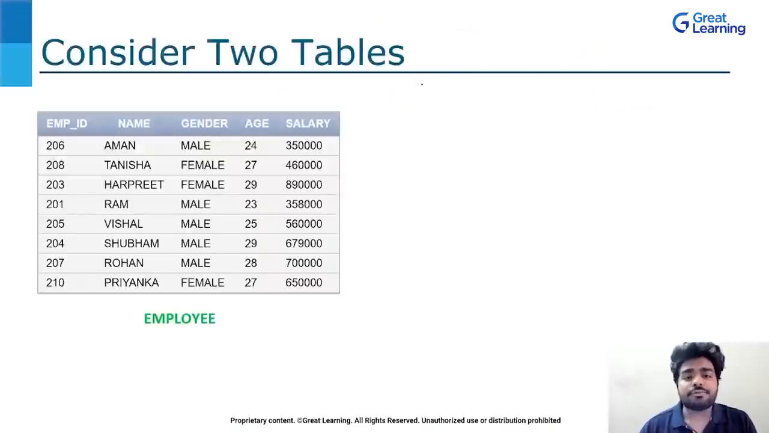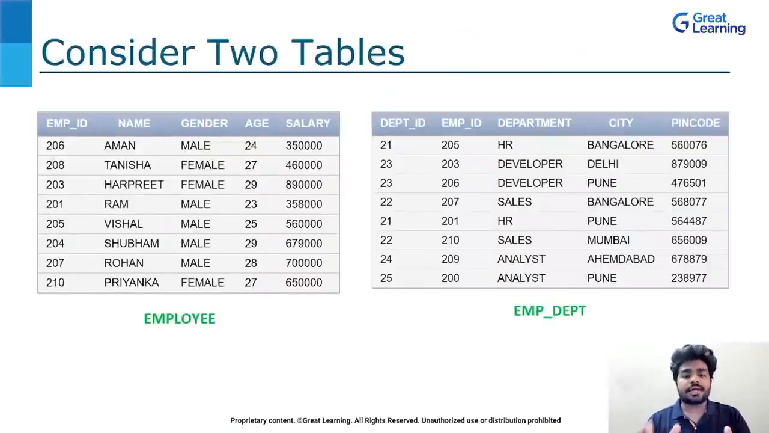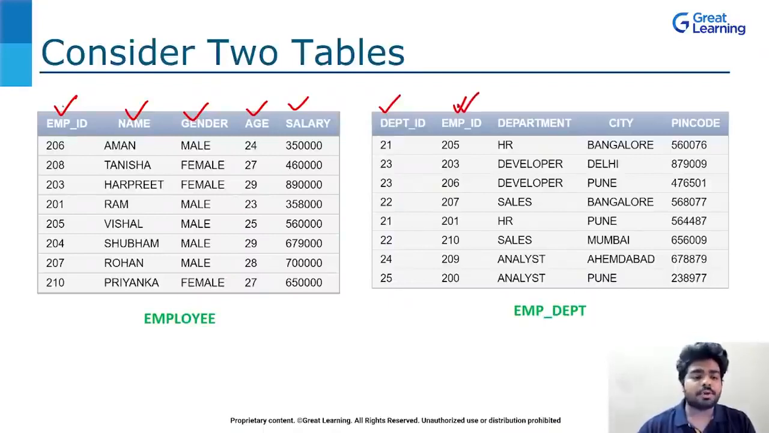Let's say that I have these two tables. Please have a look at these two tables. So we have the emp ID, name, gender, age, salary, the typical table of an employee, right? What an employee table should have: an ID, the name, the gender, the age, and salary. Then we have the employee department table. That means this particular table will have the department information. So we have department ID, employee ID. Now look at this. This employee ID and this employee ID is the primary key.